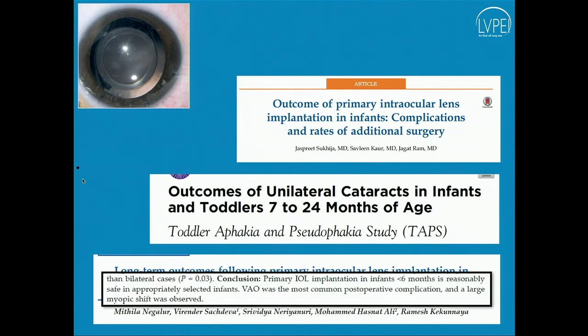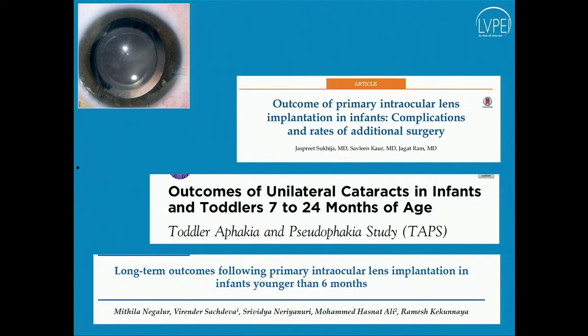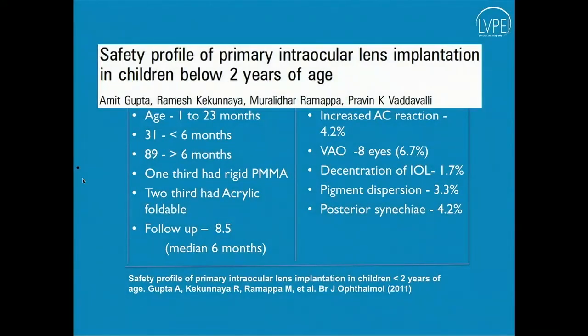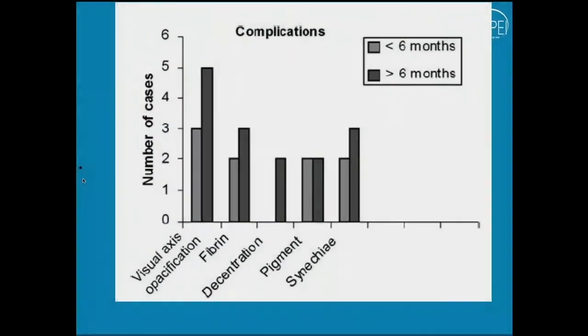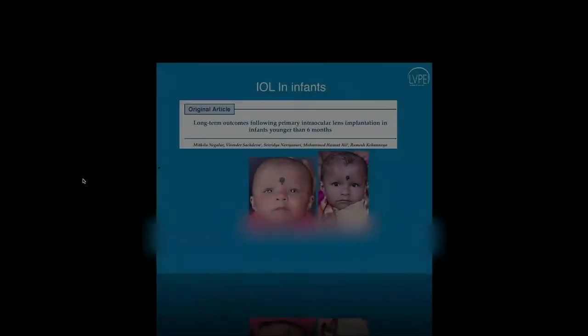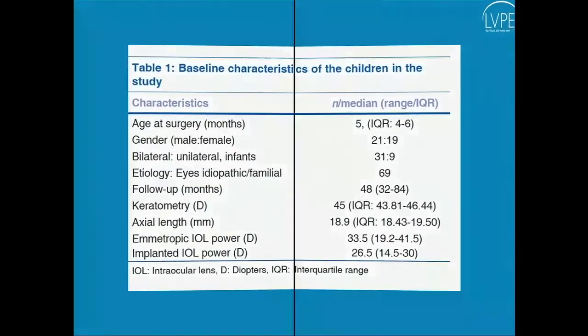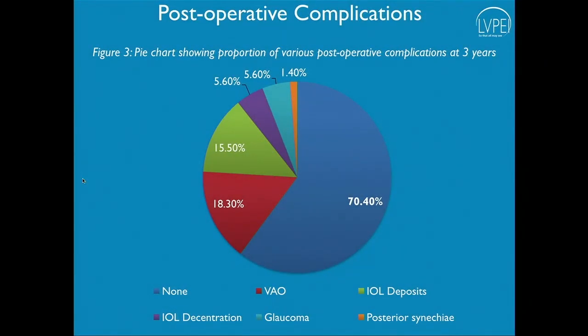And we found that visual axis opacification is the most common complication. Myopic shift is observed in most of these patients. So these are the details of this surgery. Even under 2 years of age, we had 31 patients who are less than 6 months. And this is the complication in this paper. Almost 70% of the people did not have any visual axis opacification. 18% of them had visually significant opacification which needed membranectomy.